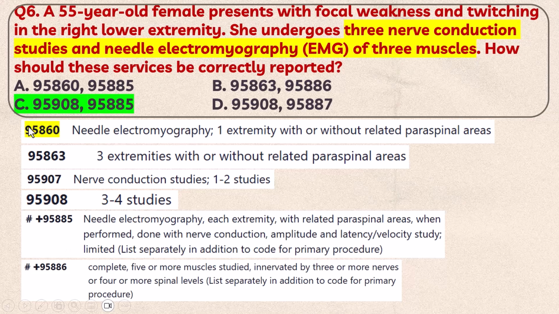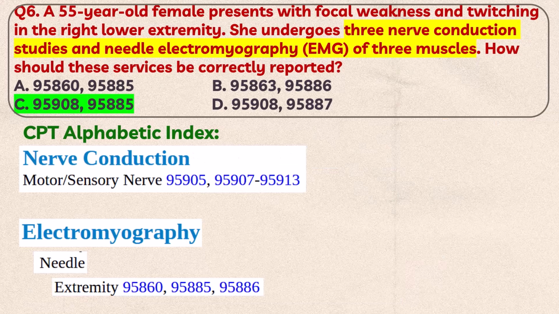So you have to use primary procedure as 95908 and the add-on code as 95885. If you encounter this case in the real working world, you have to use the CPT alphabetic index. In the CPT alphabetic index, the first main index term is nerve conduction. Then go for the subterm, motor or sensory nerve. It will lead to the following code series. Again, come back to the tabular list and confirm the answer.